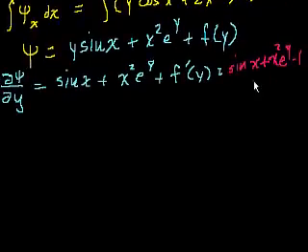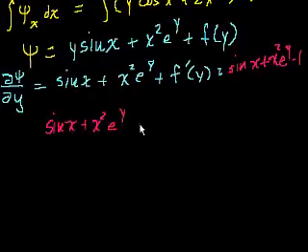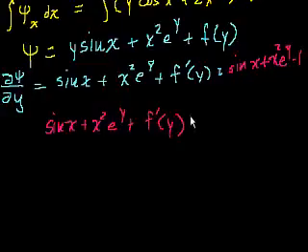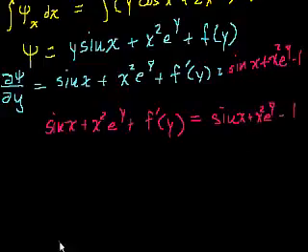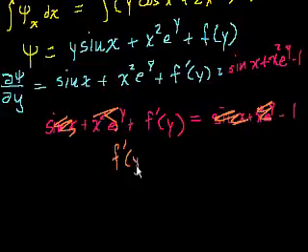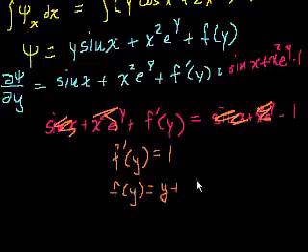And now we can solve for f prime of y. So we get sine of x plus x squared e to the y plus f prime of y is equal to sine of x plus x squared e to the y minus 1. We can delete sine of x from both sides, and we can delete x squared e to the y from both sides. And then what are we left with? We're left with f prime of y is equal to 1, and then f of y is equal to y plus some constant c, right?